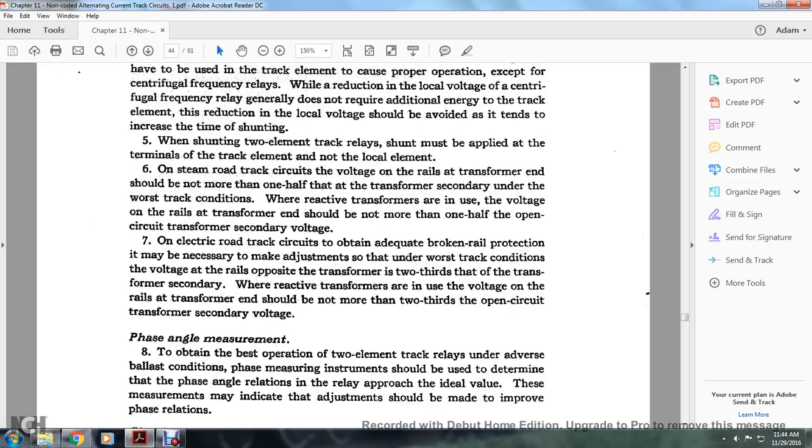7. On electrified road tracks, to obtain adequate broken rail protection, it is necessary to make the adjustment so that under worst track conditions, the voltage on the rails opposite the transformer, where the active transformers are in use, should not be more than 2/3 of the open circuit transformer secondary voltage.